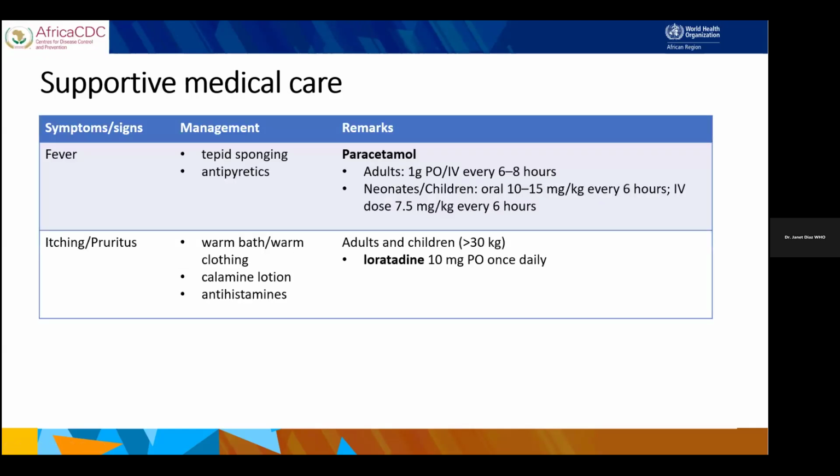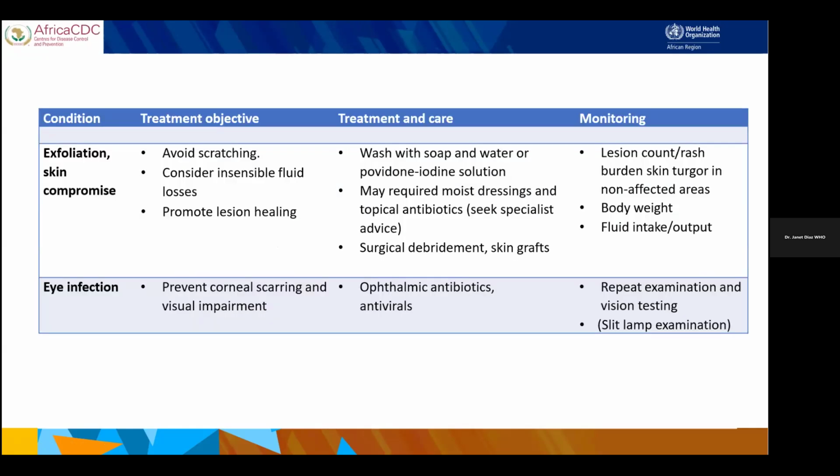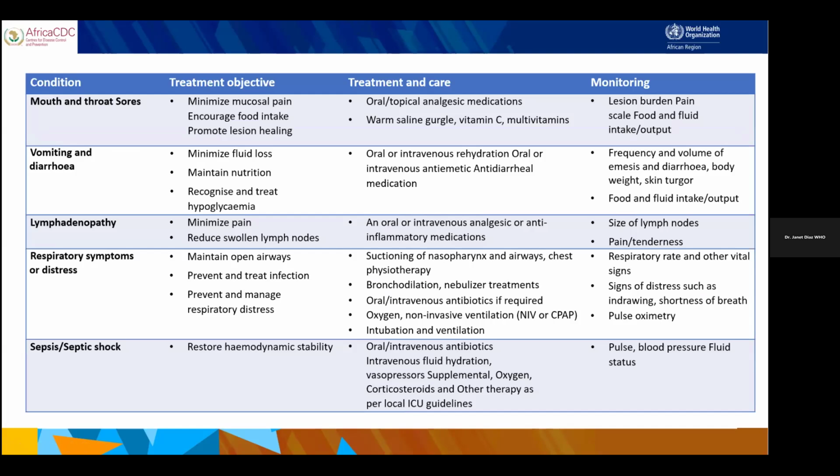The next few slides are really just a table of items for symptomatic care. The treatment of fever is important. The treatment of pruritus is important. Next slide. Exfoliation and skin compromise. If the skin becomes quite complicated and you're not sure if it's a secondary infection or how much exfoliation is happening, then it is important to consider a specialist evaluation with a dermatologist, someone who can help you make the best treatment package for patients with complex skin lesions. And I think this will be one topic of a webinar, getting deep into the skin care for patients with Mpox. Eye infection, I've already spoken about.